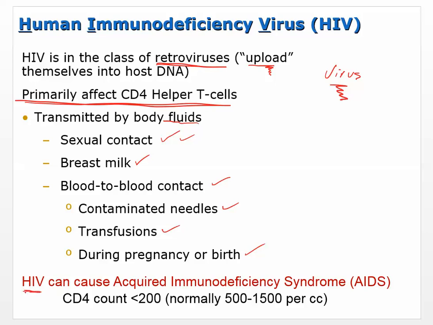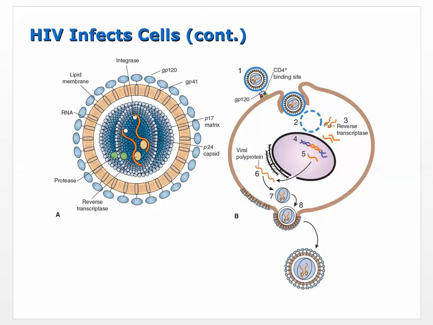HIV, like I said, HIV is the virus, but HIV is what can cause AIDS. So AIDS is a disease that is defined by a CD4 count of less than 200. And that's 200 of the CD4 cells, not the virus, per cubic centimeter, per milliliter, same thing. That's when HIV has caused AIDS.